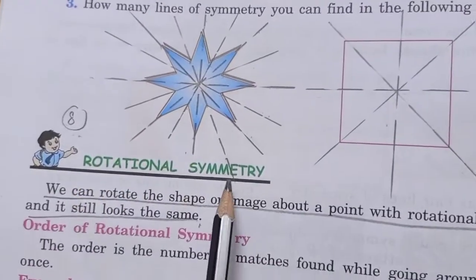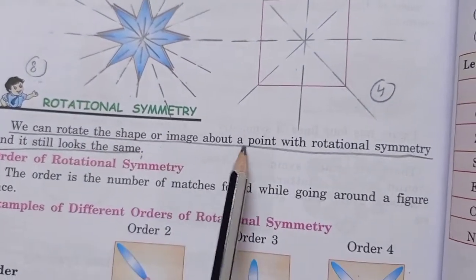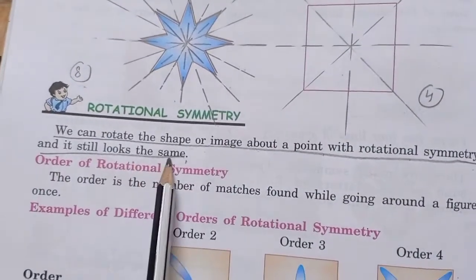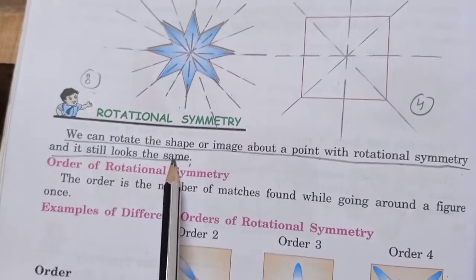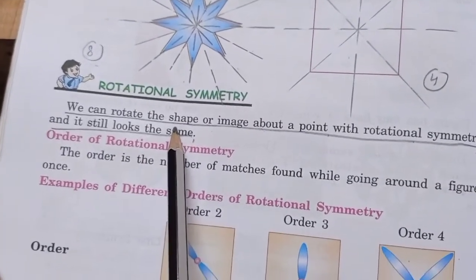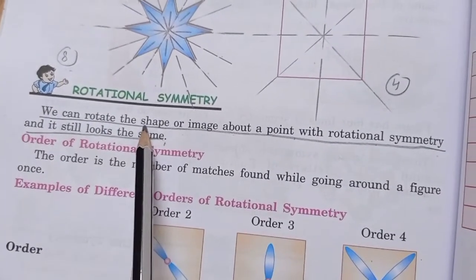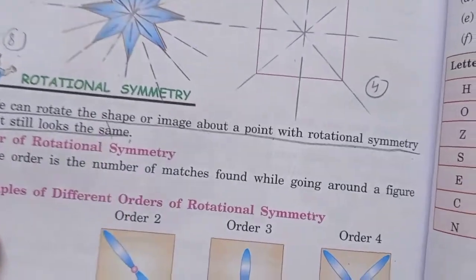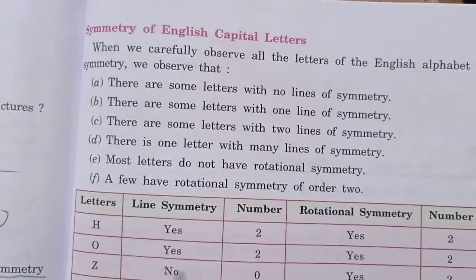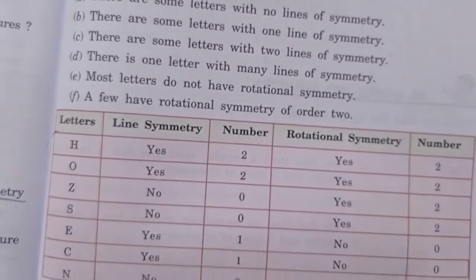Next is rotational symmetry. What is rotational symmetry? We can rotate the shape or the image about a point with rotational symmetry and it should look the same. Rotational symmetry means how many times you can rotate the figure so that its shape does not change, it will look the same only. That is called rotational symmetry. Look here children, this is very important, you have to go through it. You have to go through this table also.